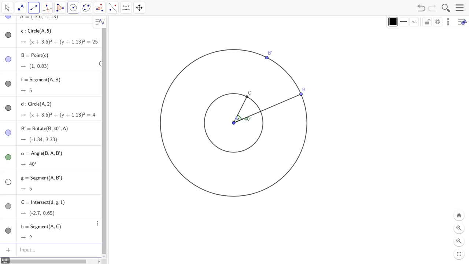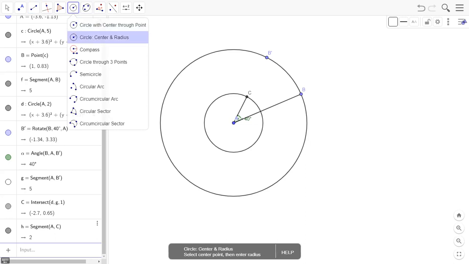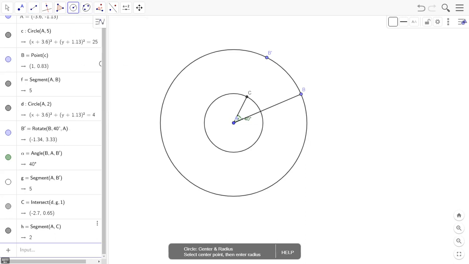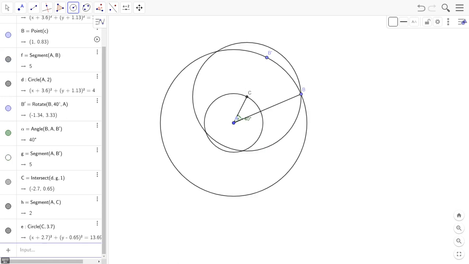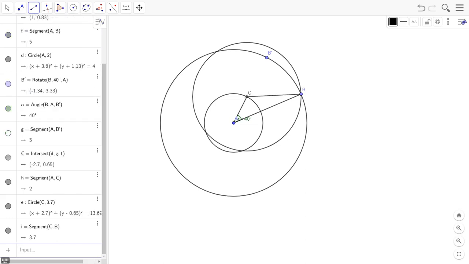So we're going to go back to our circle tool, circle with center and radius. We're going to click on our point C, and we're going to make a radius of 3.7 units. And we hit OK, and hey look, that circle passes right through B. So we're going to connect from C to B. All right, segment CB is 3.7, just like our circle said it would be.